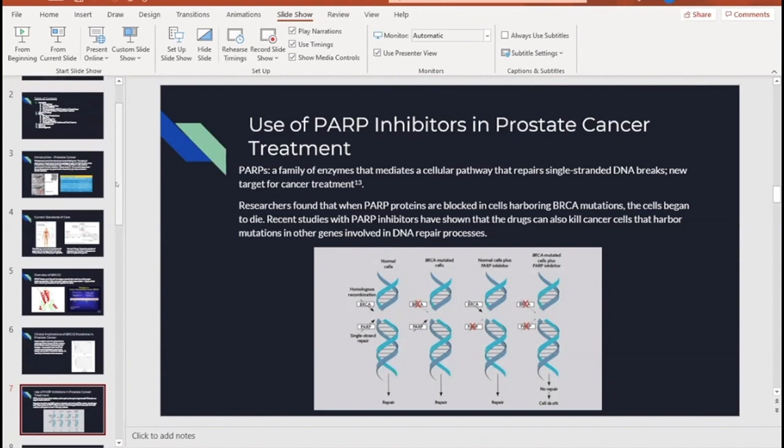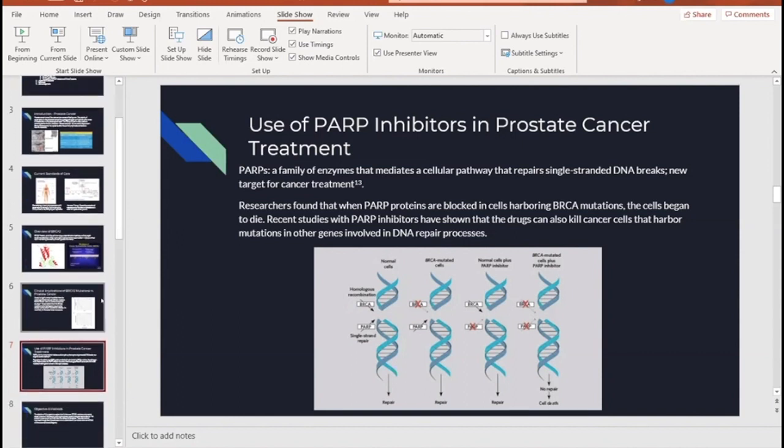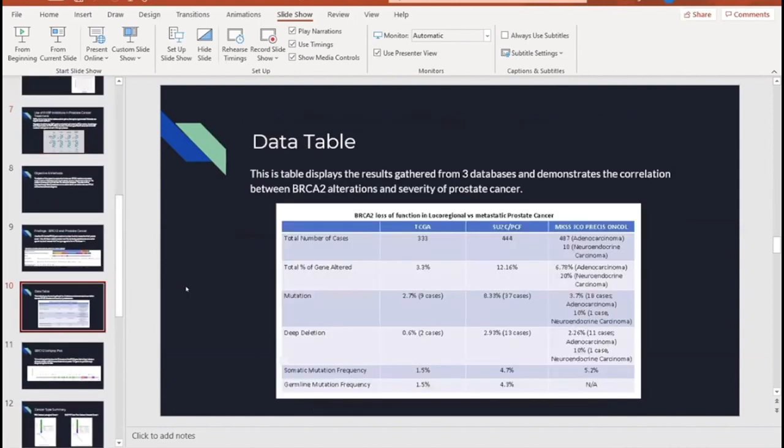Well, I believe that could be an interesting idea to look at, but so far I don't know how effective that will be, because, for example, in this data, while BRCA2 mutation is a lot more common in metastatic cancer than it is in local regional cancer, overall the percentage of cases that have the gene alteration is not that large, especially when you have local regional cancer. Only 3.3% of the gene is altered.